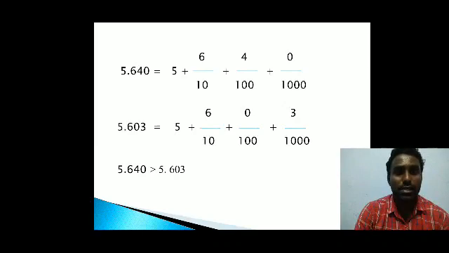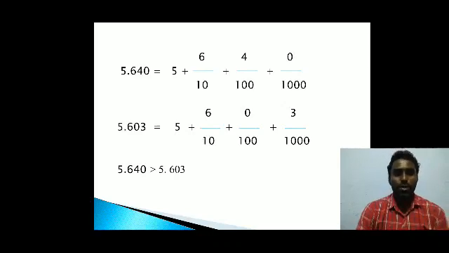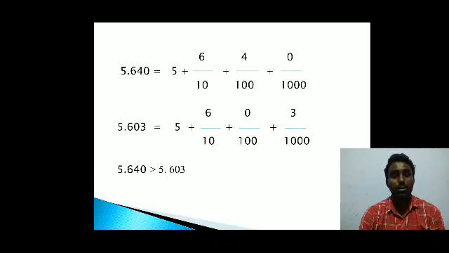How, sir, can we say? Because the whole number is equal, the 10th digit is also equal, and the 100th digit is not equal, because 4 by 100 is greater than 0 by 100. So we can write 5.640 is greater than 5.603. Okay, so if any digit is the same, that means equal. Look at the digits after the decimal point; if they are the same, move to the next digit. If that digit is also the same, move to the next digit.